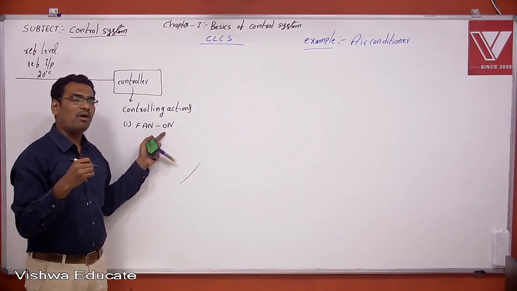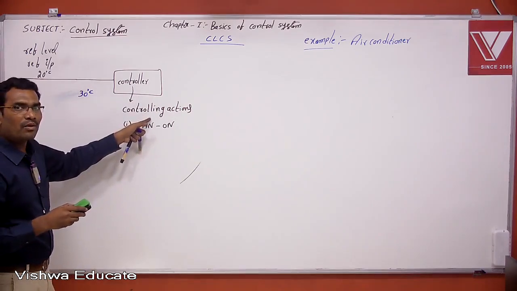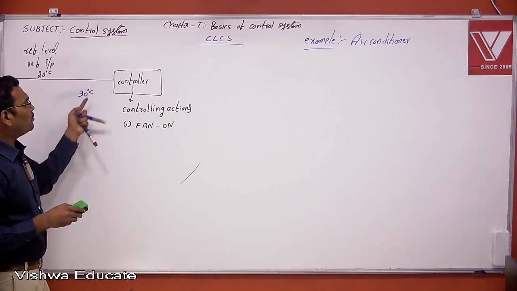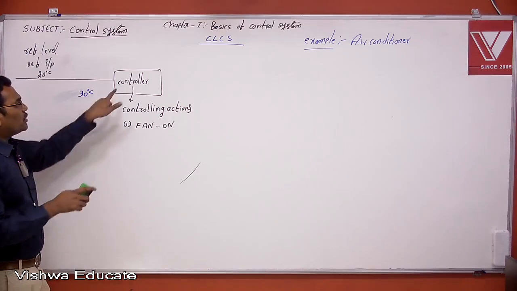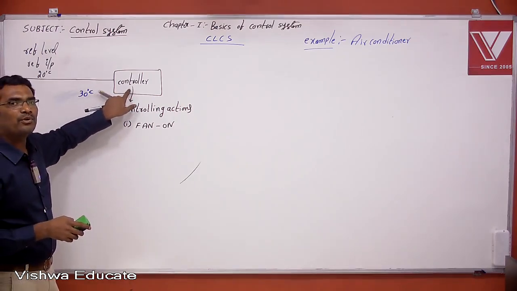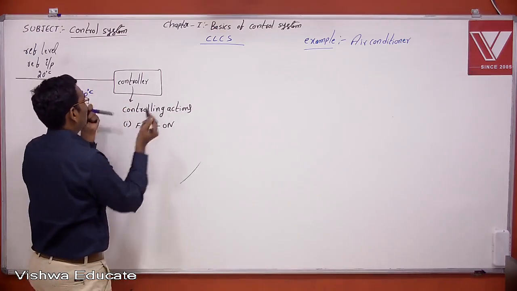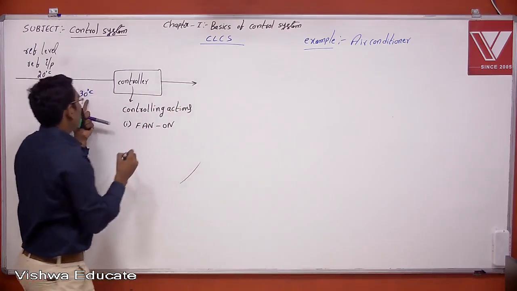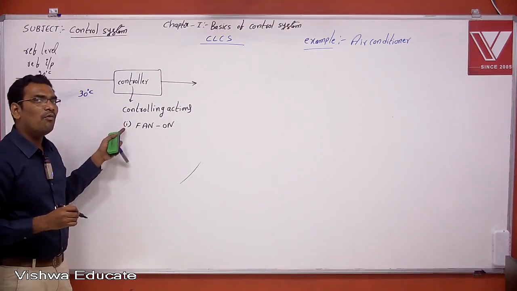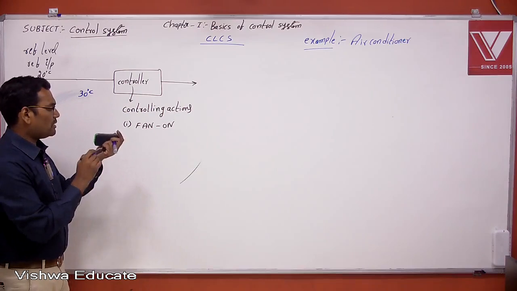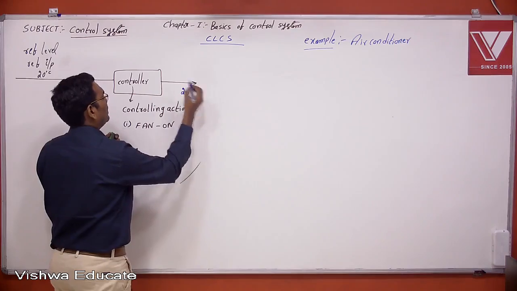Once the fan mode is on, the controller is producing the controlling action, and now the controller input is this 30 degrees centigrade. Is it right or not? Therefore, this 30 degrees centigrade is fully under the controlling actions produced by the controller. One of the controlling actions is fan mode on. Therefore, this 30 degrees centigrade is controlled and it will become some 26 degrees centigrade.